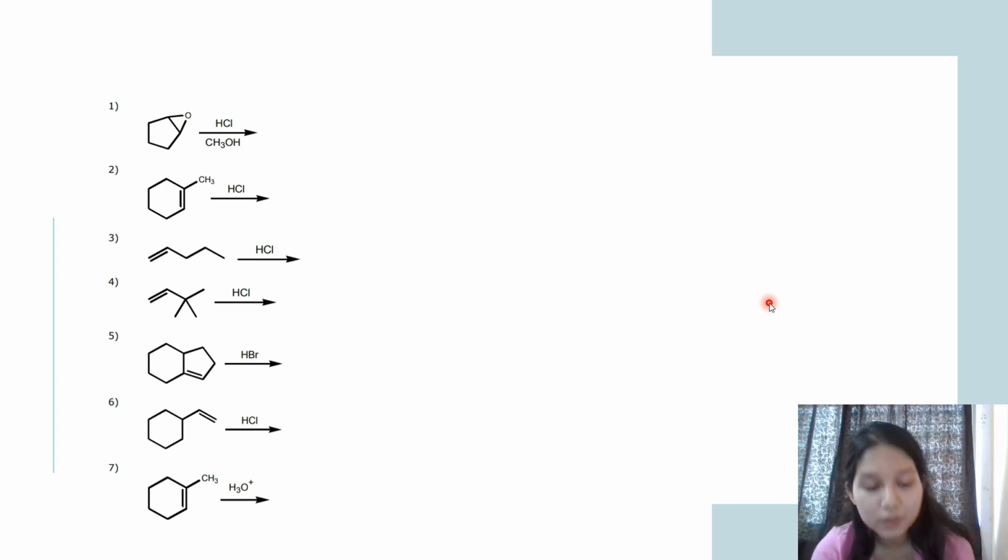Now let us solve question number 6, which should be easy enough already because we have discussed a lot of questions on this concept. But do not forget to look at whether you can form a more stable carbocation than the already formed one or not. Because at last, you have to form the most stable carbocation which is possible.